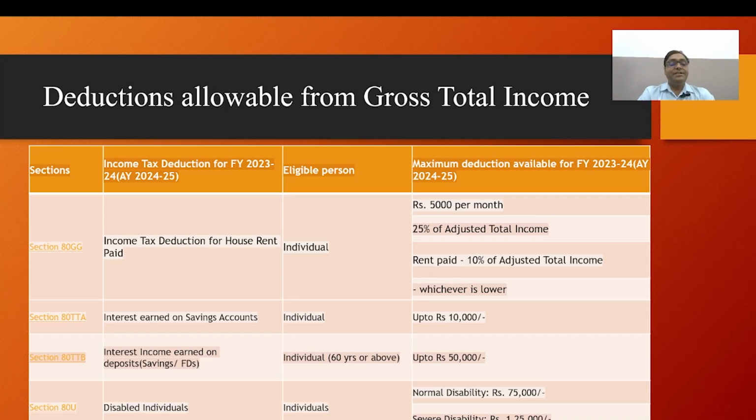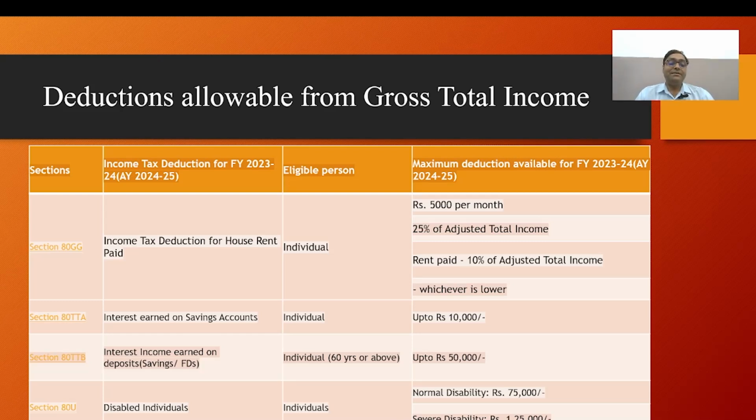Section 80TTB. We have already discussed Section 80TTA. Now we will discuss Section 80TTB, interest income earned on deposits, savings and FD. It applies to individuals who are more than 60 years, senior citizens. The deduction is up to 50,000 rupees, and the amount beyond that will be taxable.